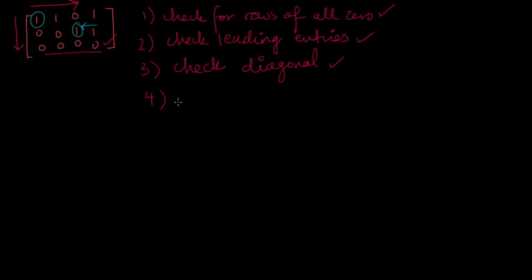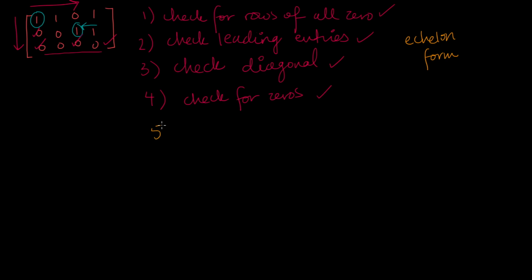And lastly, for echelon form, the last thing we want to check is the fourth thing: check for zeros. Are there zeros below this leading entry? Yes. Are there zeros below this leading entry? Yes. So we can say that this matrix is in at least echelon form, but we cannot say for sure because we want to check if it's in reduced echelon form.